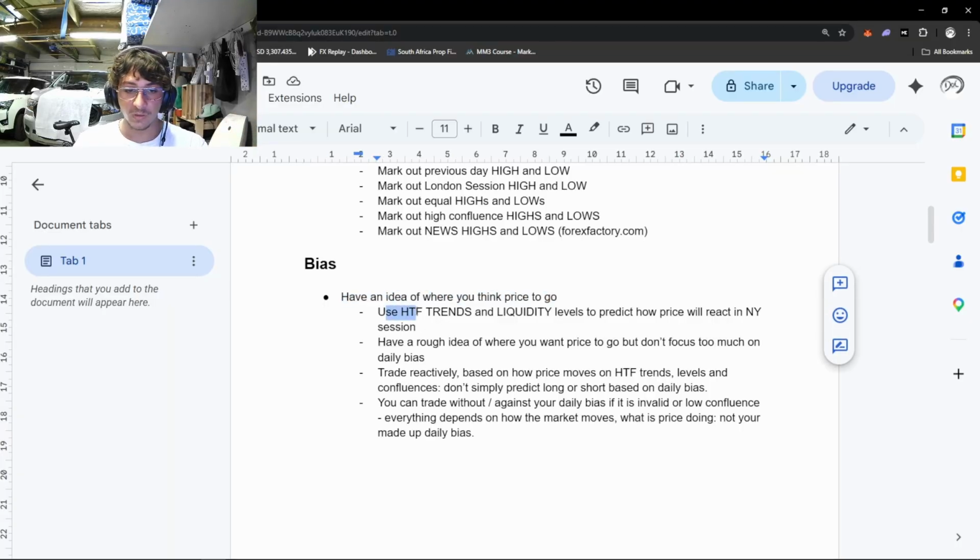Okay, so use the higher time frame trends and liquidity levels to predict how price will react in the New York session. Have a rough idea of where you want price to go, but don't focus too much on the daily bias. Trade reactively. Base it on how price moves on the higher time frame trends, levels and confluences. Don't simply predict long or short based on a daily bias. You can trade without or against your daily bias if it's invalid or low confluence. Everything depends on how the market moves, what price is doing, not your made up daily bias.